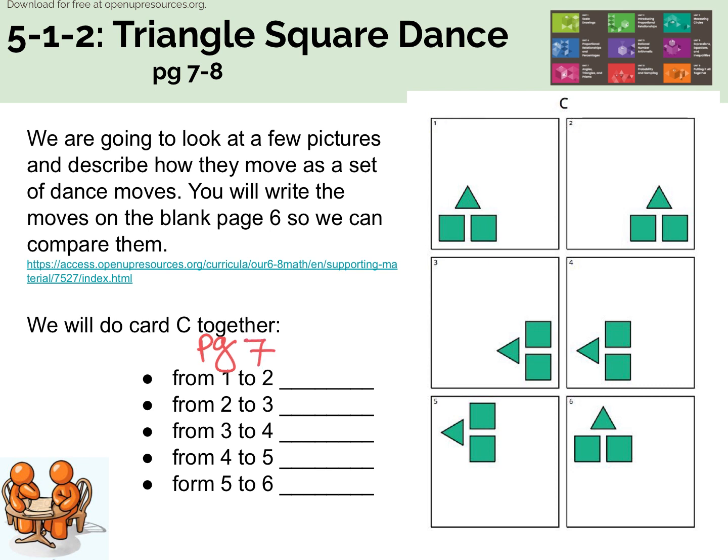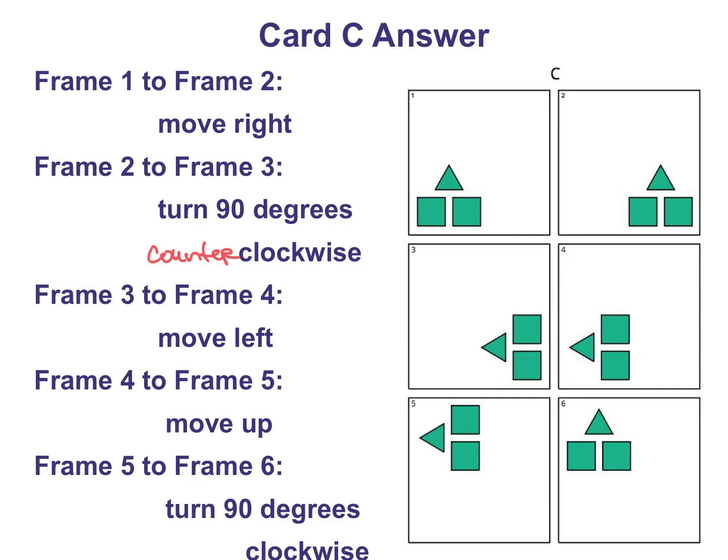So page 7. All right, so here is how we go from the different frames. To go from frame 1 to frame 2, we moved to the right, or we slid to the right. To go from 2 to 3, we turned 90 degrees, which is considered counterclockwise, and counterclockwise is to the left. Now going from 3 to 4, we moved to the left or slid to the left.